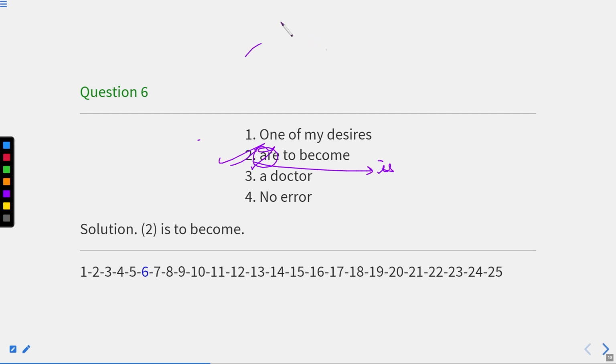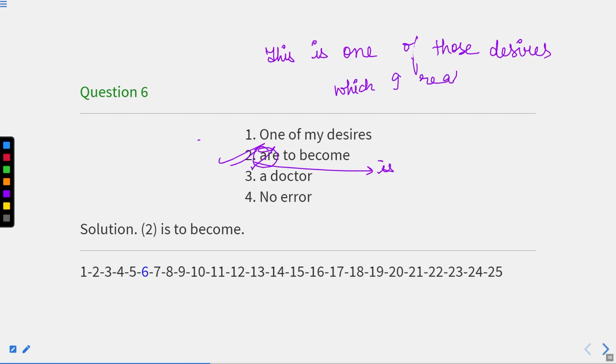Suppose I write the sentence, let me write the sentence like this only. This is one of those desires which I really want to fulfill in my life. Okay, which I really want to fulfill in my life.